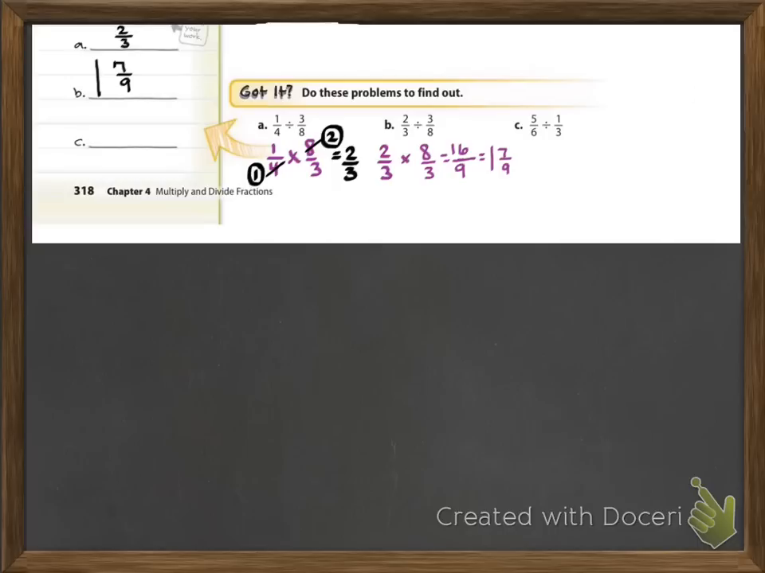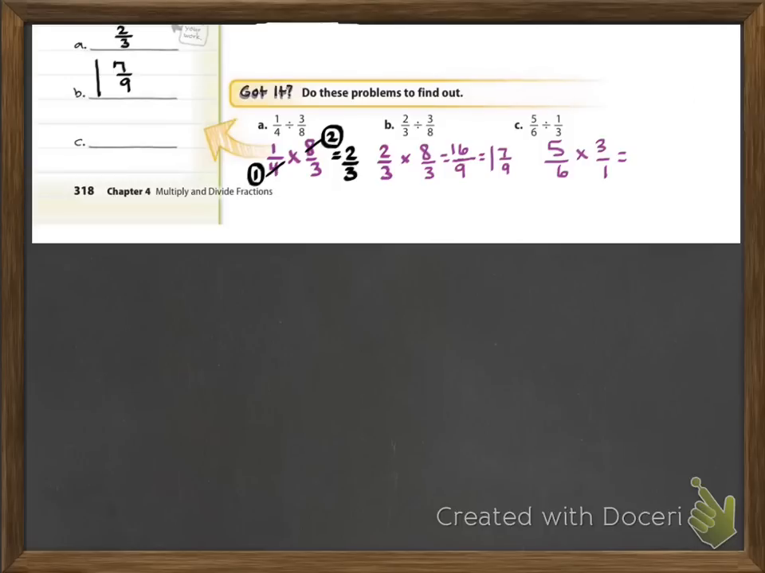Now we're going to look at 5/6 divided by 1/3. So now I've gone ahead and set up the problem, 5/6. I flipped the 1/3 and made it 3/1. You want to check to make sure that you did the same. And then we changed the sign from division to multiplication. Now again, we're going to check 5 and 1. There's nothing you can do with 5 and 1. You can't simplify any further.